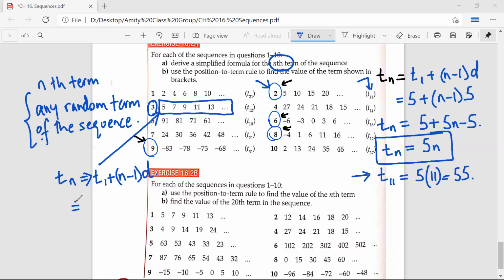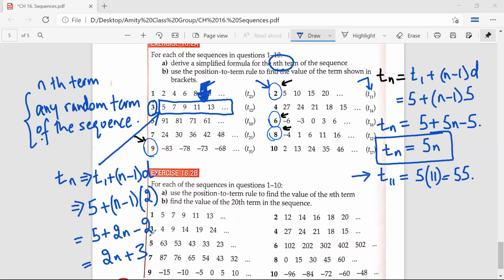Now, Soumya, how will I find Tn for this sequence? T1 is equal to 5. So T1 plus n minus 1, and the difference is 2. Plus 2n minus. Is there any doubt still? No, sir. Sanvi, any doubt? No, sir.